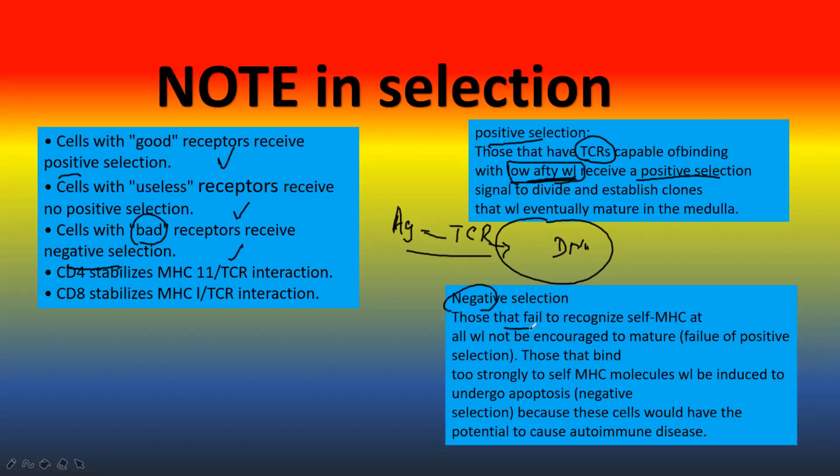If they fail to recognize, if they don't want to bind with MHC protein, they don't want to detect the antigen. So if they do not bind, they're negatively selected. If they bind, very strong binding is also not needed.